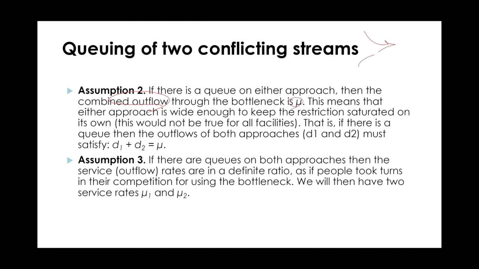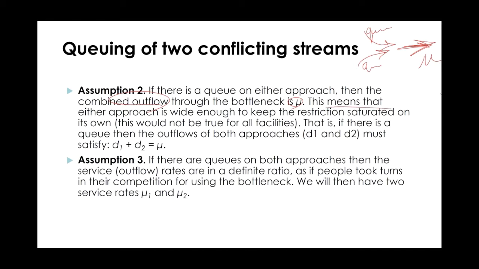So if I have these two streams merging, and there is a queue in either of them, either this one is queued or this one is queued or both, the summation of the outflows would be equal to mu. That means the system tries to use all the available capacity downstream of the merge. So if there is a queue in one of the approaches and the other approach is uncongested, the congested approach sends more flow. So the capacity of the bottleneck is actually fully used.